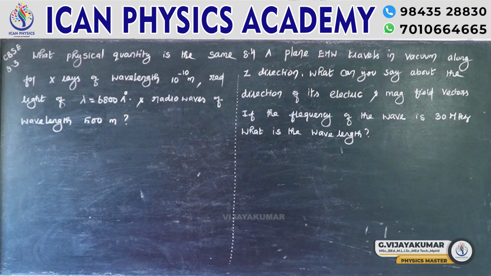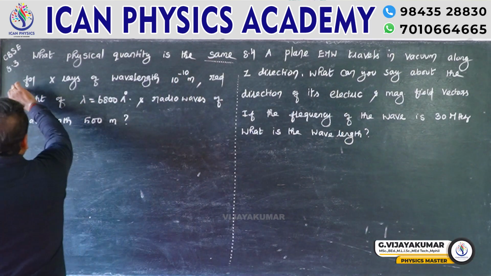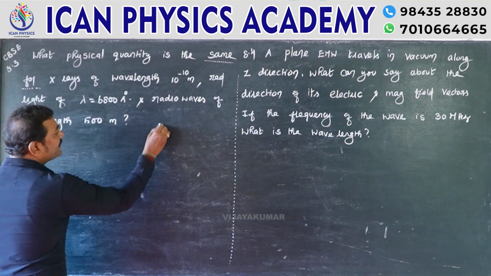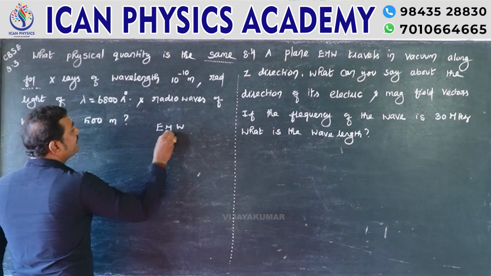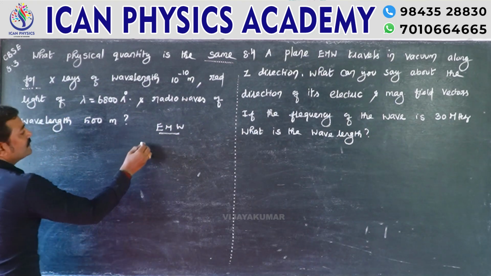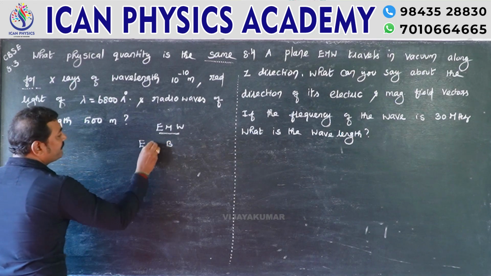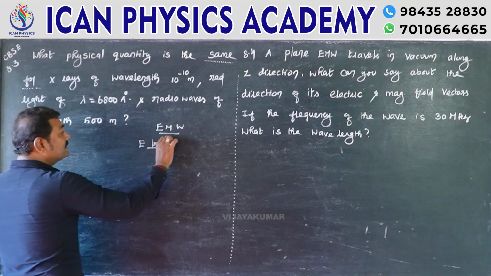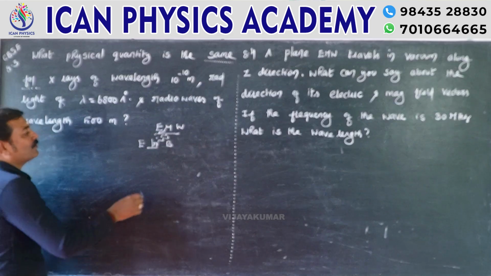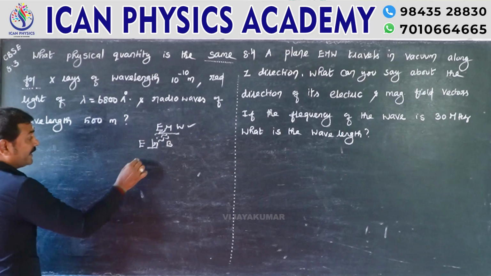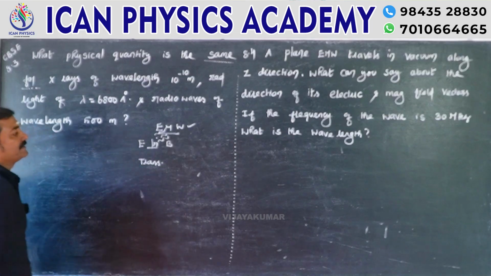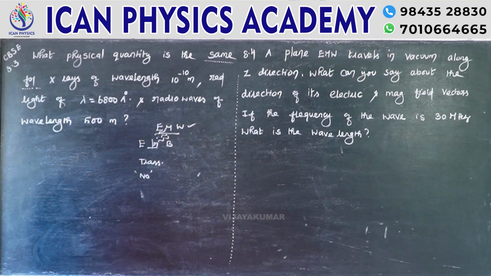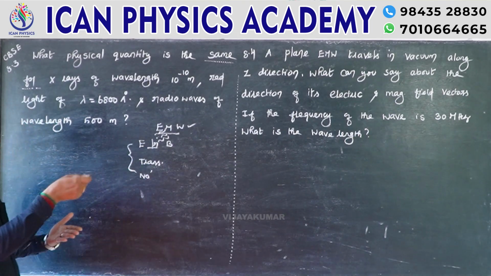What is the physical quantity? It is the same. Okay, physical quantity is same. What are the properties of electromagnetic waves? Electric field and magnetic field acting perpendicular to each other. It causes disturbances. The disturbances propagate as electromagnetic waves. They are transverse in nature. No medium is required to travel. So these are all concepts. So what is a physical quantity?